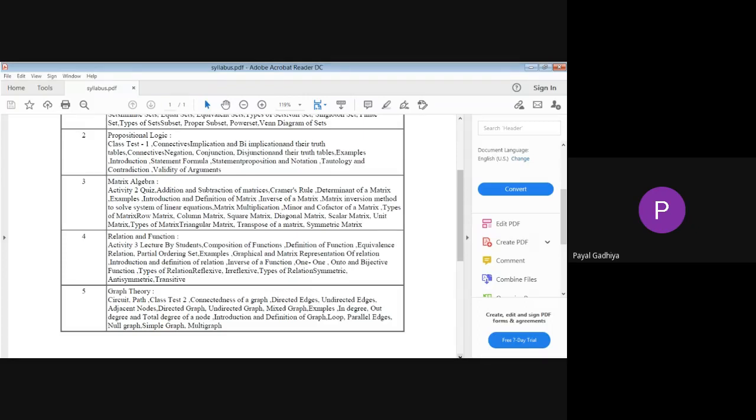Then adjacent nodes, what is edge, what is vertices, then mixed kind of graphs. So more than one type of graph coming in one graph. So this is a mixed kind of graph. Then degrees of graph, degrees of vertices, loops, parallel edges, null graph, simple graph, multi-graphs. So these are the types of graphs which we are going to see.